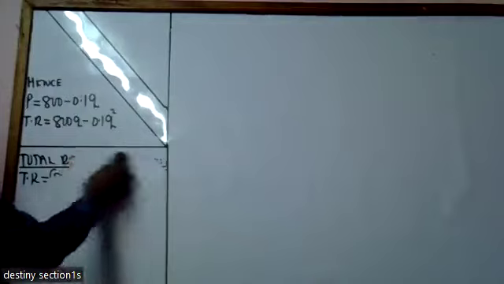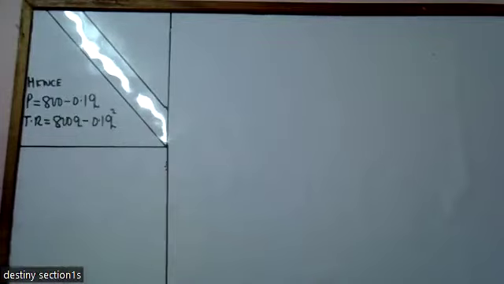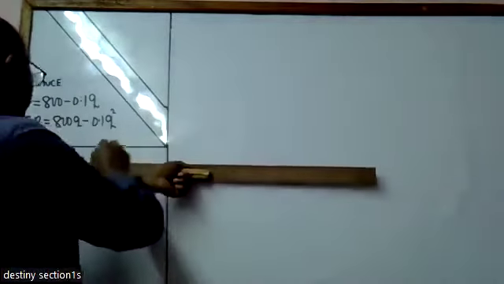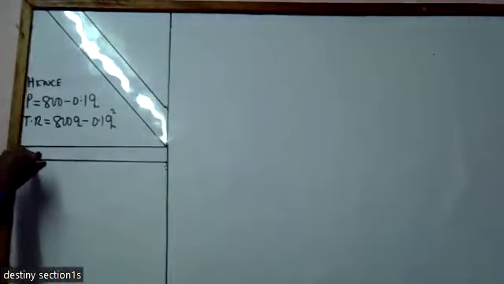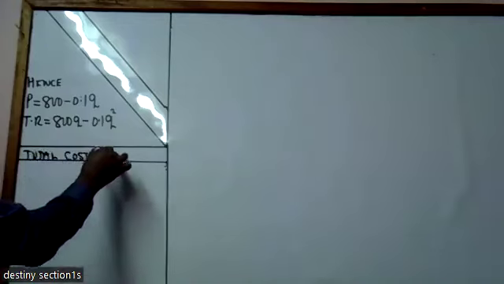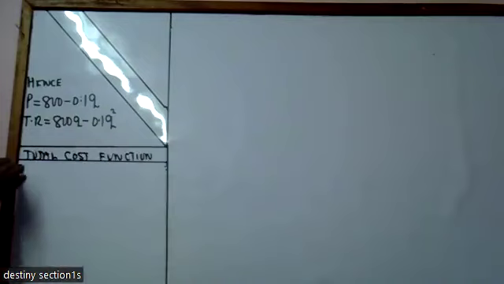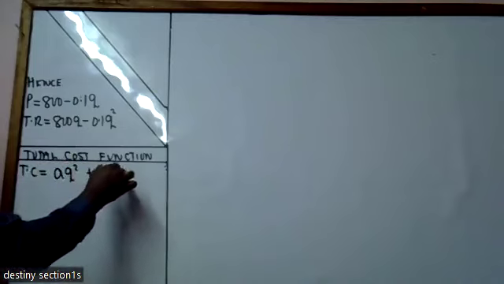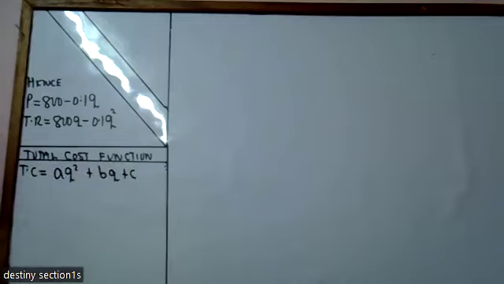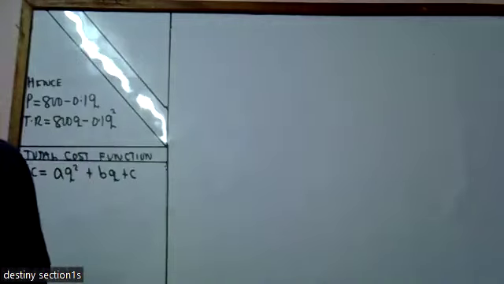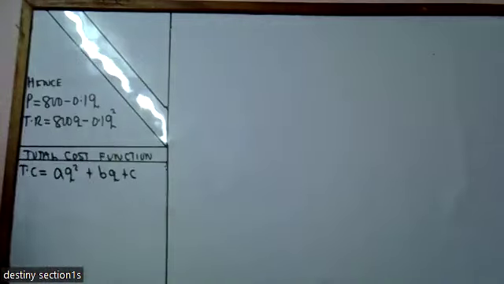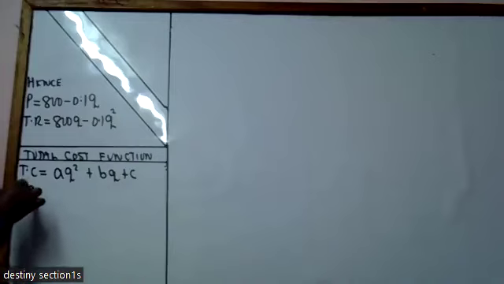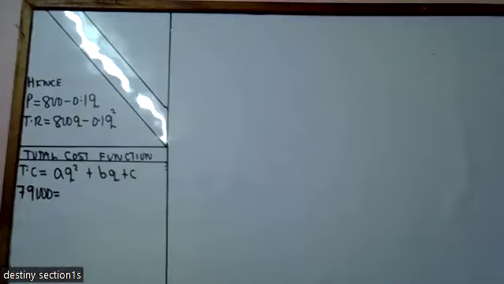Now, total cost, we are told it is quadratic. So, total cost function. Now, total cost function TC, the format will be AQ squared plus BQ plus C. That is the format. Q is squared. So, the first one, you will take the first one and say 79,000 is equal to Q squared.